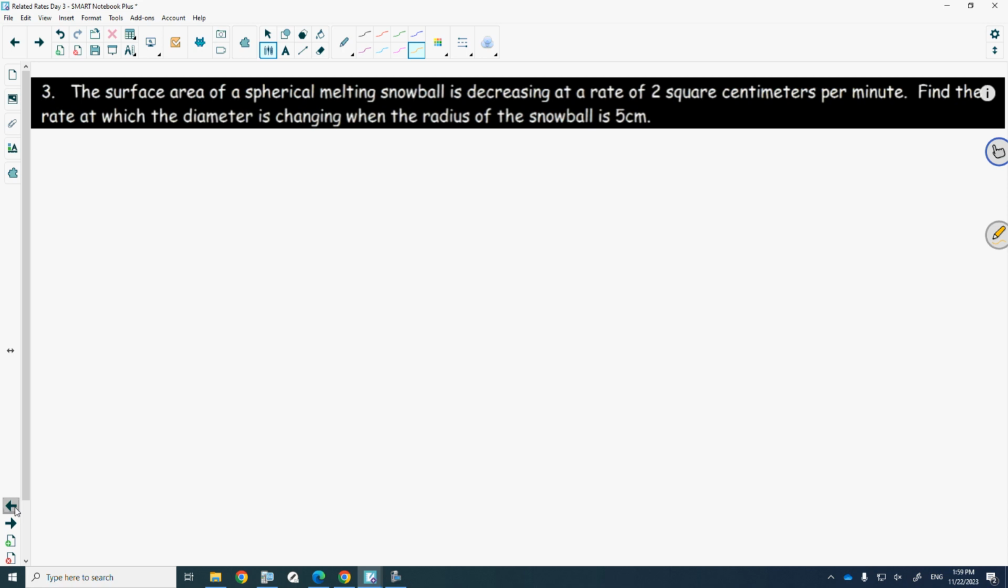The surface area of a spherical melting snowball is decreasing at a rate of 2 square centimeters per minute. Find the rate at which the diameter is changing when the radius of the snowball is 5 centimeters.